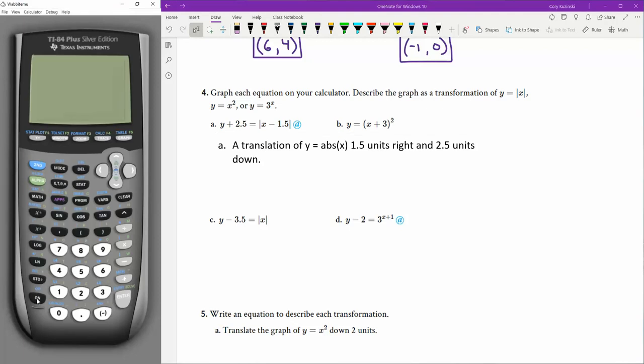And to graph this on the graphing calculator, I would have to go math, number, absolute value. Here's my x minus 1.5. And when I subtract 2.5 from both sides, oops. Let's try that again. Math, number, absolute value, x minus 1.5. And when I subtract 2.5 from both sides, it's actually going to be minus 2.5 outside. And there it is, 1.5 units to the right and 2.5 units down.